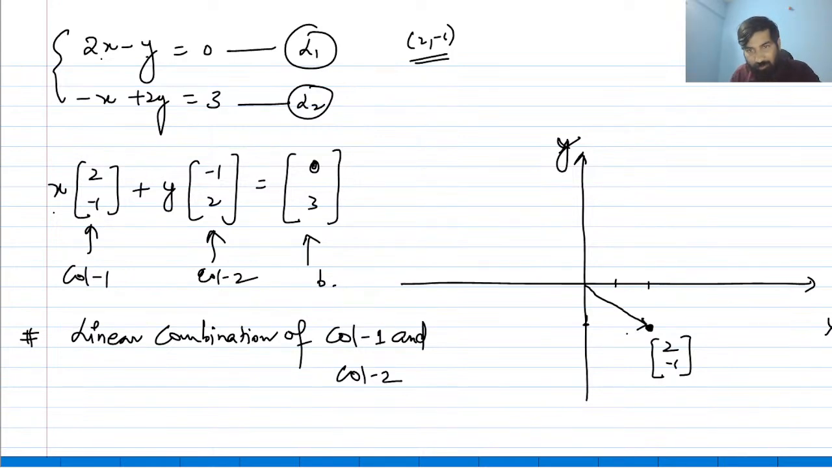So put an arrow here. This is an arrow. Now this is the first column, column number 1. Now coming to column number 2: -1 on the x-axis, go to -1, and then 2, so you have to go 1, 2. This is a point, -1 and 2. So these are the column vectors.